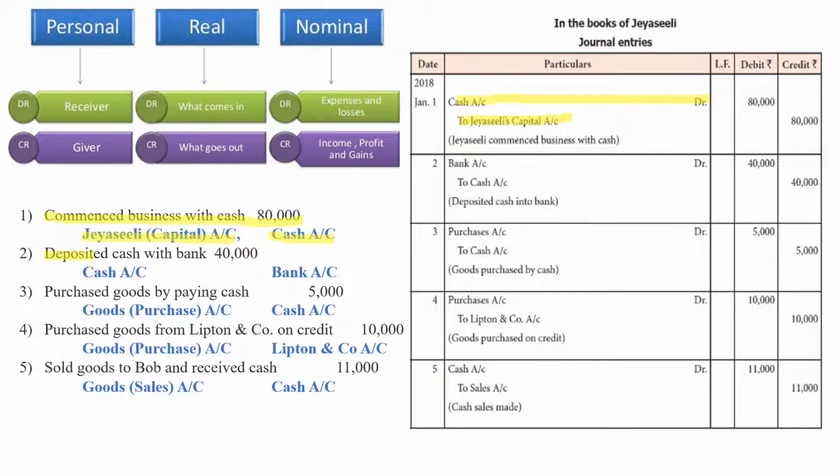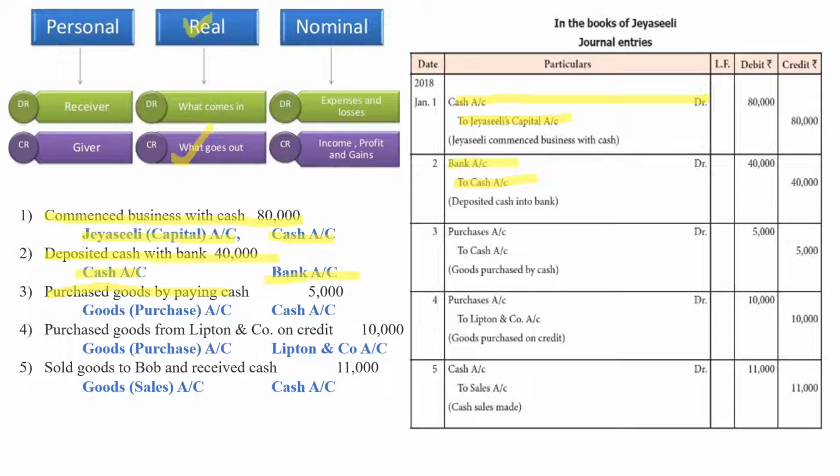Another transaction, deposited cash with bank $40,000. Two accounts are affected, cash account and bank account. Here does cash come in or go out? Cash goes out and this is a real account. That's why it would be credited. Is the bank the receiver or giver? Bank is a personal account, an artificial personal account, and bank is the receiver. Here we debit this one.